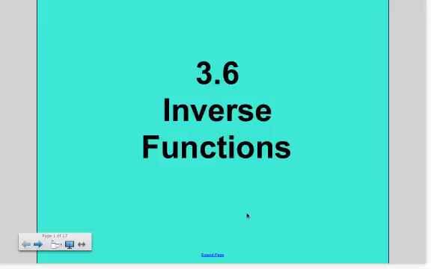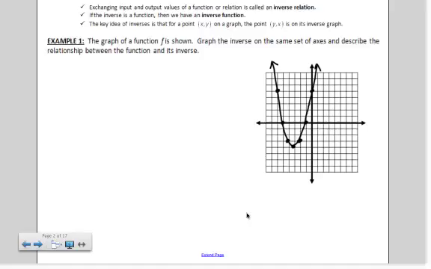Hey guys, we're going to jump back a few sections because we need to talk about inverses before we move on to logarithms. So here we go.